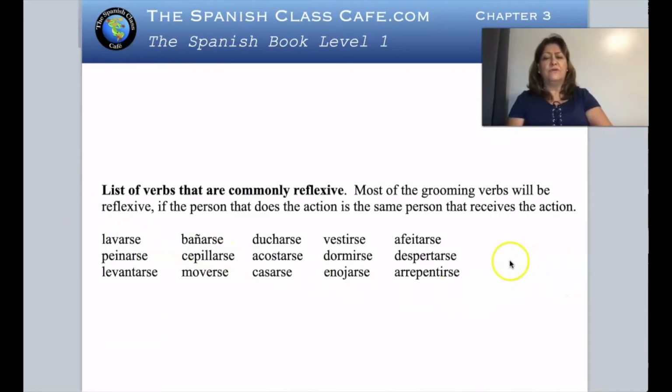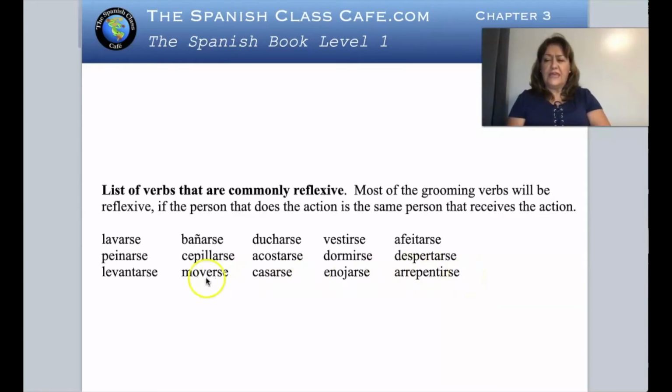Now we have some verbs that are most of the time reflexive, like lavarse, to wash oneself, peinarse, to comb, levantarse, to wake up, bañarse, to take a bath, cepillarse, to brush, moverse, to move from state to state or to another house, ducharse, to take a shower, acostarse, to go to bed, casarse, to get married, vestirse, to get dressed, dormirse, to fall asleep, enojarse, to get mad, afeitarse, to shave, despertarse, to wake up, arrepentirse, to regret.